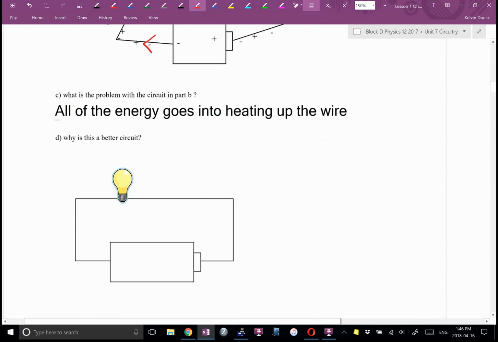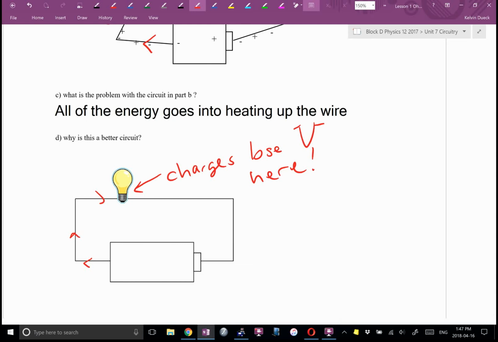So why is this a better circuit? Charges lose their voltage, which is their energy per coulomb, here, which means you're not going to heat up the wire anywhere near as much. In fact, diagram B has a special name. It's called the blank circuit. Anybody know? No? Okay, we'll put it in the notes later.